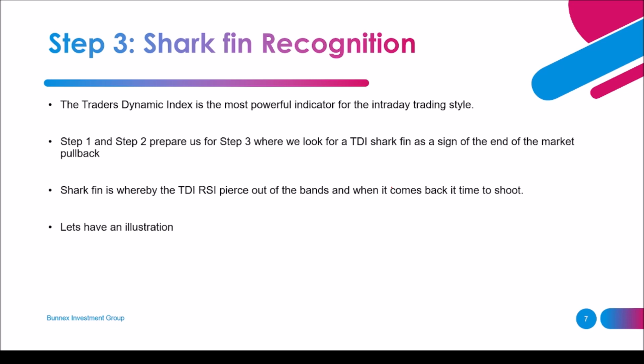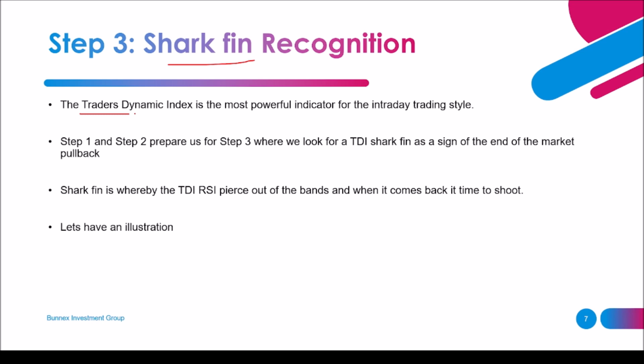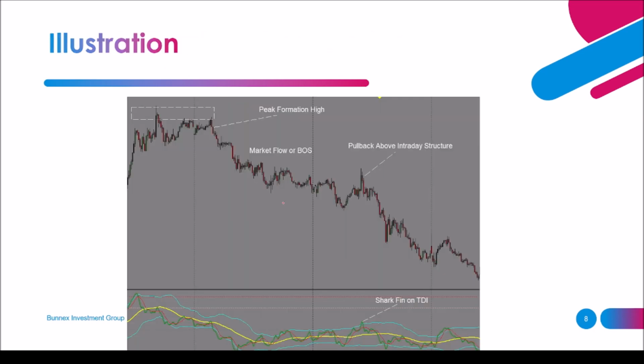So the last but not least and the most important is this part, whereby we do what we call shark fin recognition. The Traders Dynamic Index is the most powerful indicator for the intraday trading style. Steps 1 and 2 prepare us for step 3, where we look for a TDI shark fin as a sign of the end of a market pullback. A shark fin is whereby the TDI RSI line peeks out of the bands, and when it comes back, it's time to shoot. Let's have an illustration.